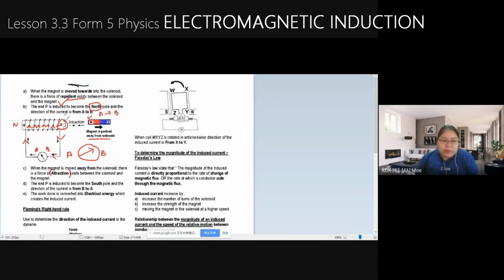Now the end of the P, normally when they talk about the end of the P, they are talking about this one. The end of the P will become the south pole, and the direction of the current now is B to A. Okay, the work done is converted into electrical energy. Can you see?